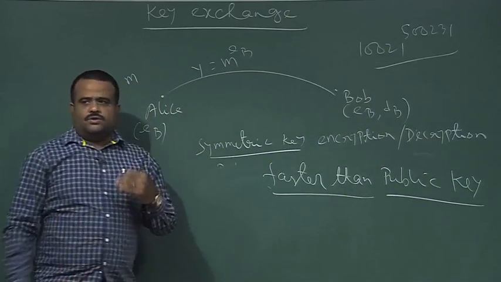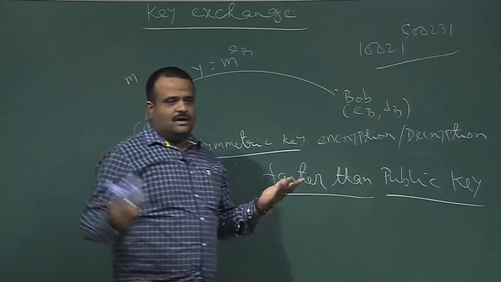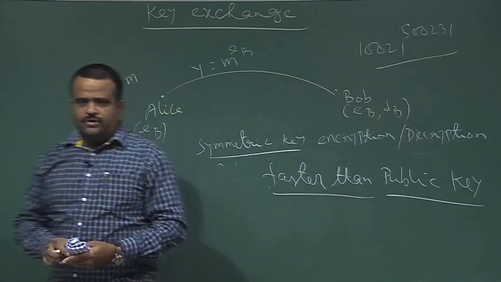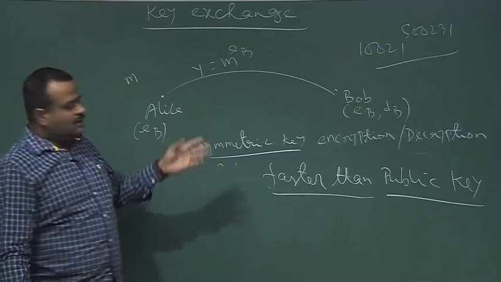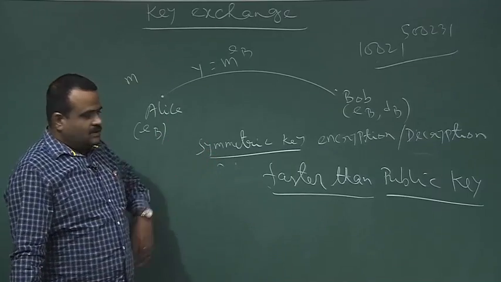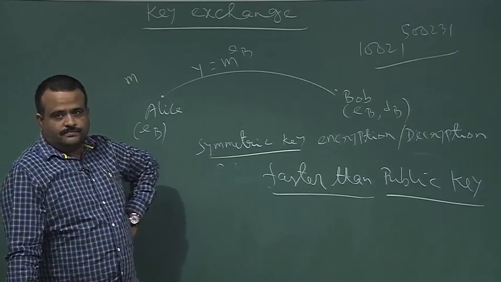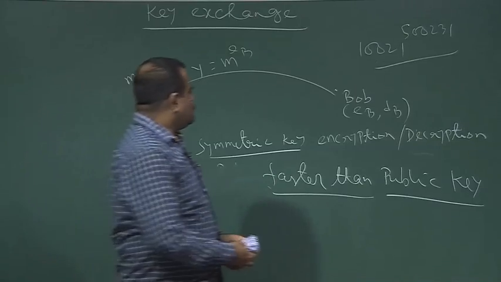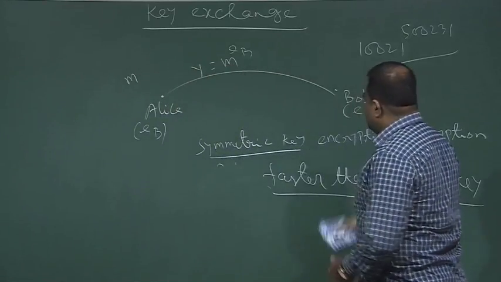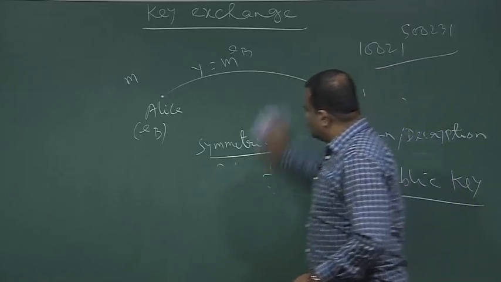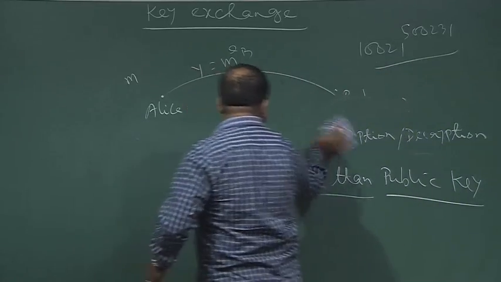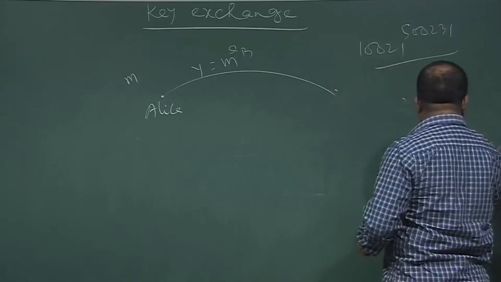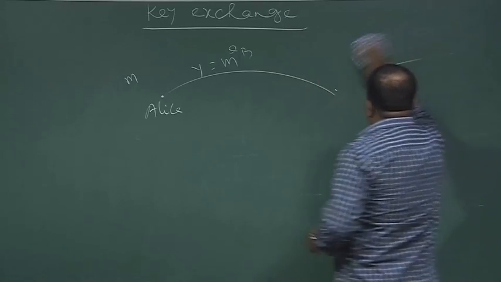So if we want to communicate a large message, in terms of computation complexity we prefer to use symmetric key. So now the question is, for symmetric key, these two parties need to agree on a common key. How can they exchange a common key?